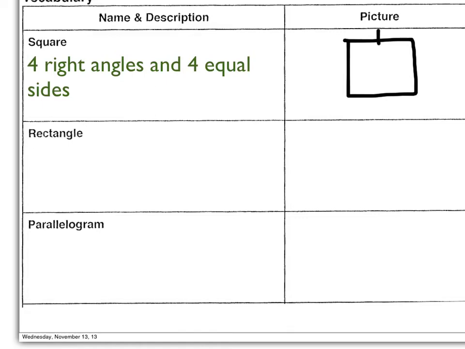Okay? To make it a square, I have to show that all 4 sides are equal by putting the slash through them. And then I have to show that it has 4 right angles by putting the squares in each corner. Now, that's a square.